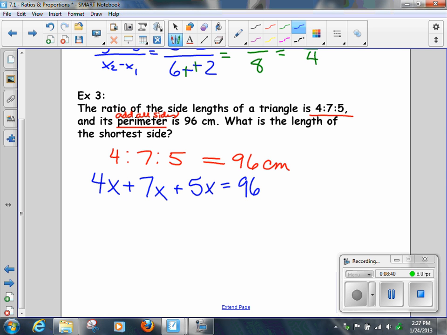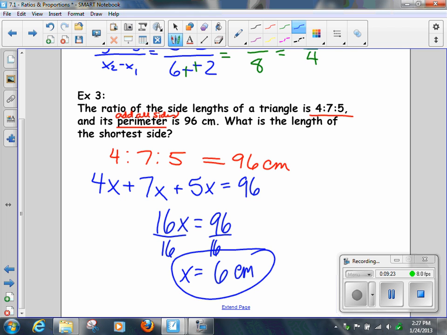Right? Can you solve that? Heck yes. 4 and 7 is 11, 11 and 5, 16x, right? What are we going to do with that? Divide by 16. What's x? 96 divided by 16? 6 what? 6 centimeters. Good girl. How did you know it was centimeters? Because it said it in the problem. It said that the perimeter was 96 centimeters. There you go.